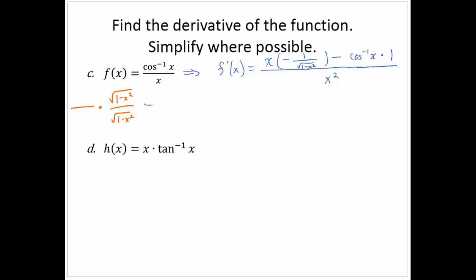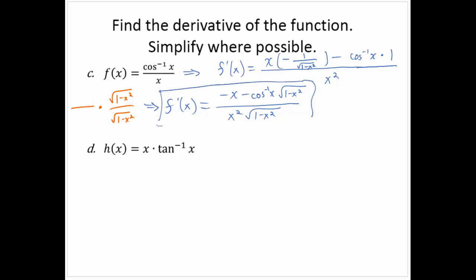And so then I can write that f prime of x would be negative x minus cosine inverse x times the square root of 1 minus x squared over x squared times the square root of 1 minus x squared. And so here is a quote-unquote simplified form.